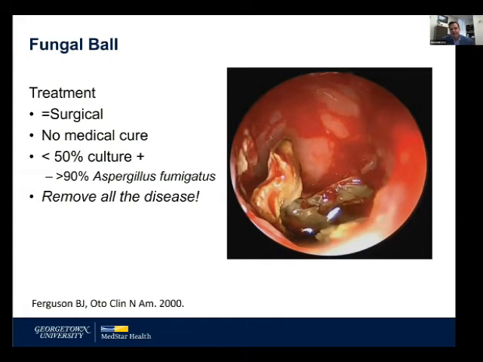Treatment. Again, a lot of what I'm going to be talking about has a surgical tint to it. You've got to talk about what you know, I guess. But these are primarily treated surgically. There's no medical cure for this. You basically open up the sinus and clear out the fungal debris, and it's really key to remove all the debris that's in there, because that's really the cause of what's going on. Less than half are culture positive, and those that do overwhelmingly are positive for aspergillus.